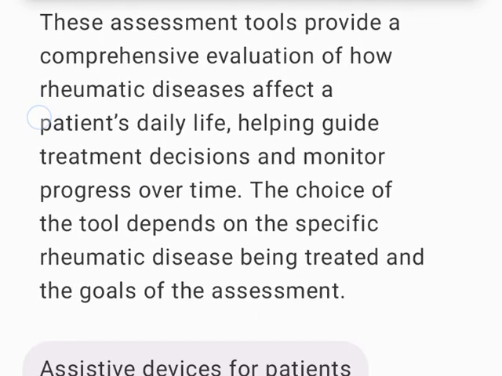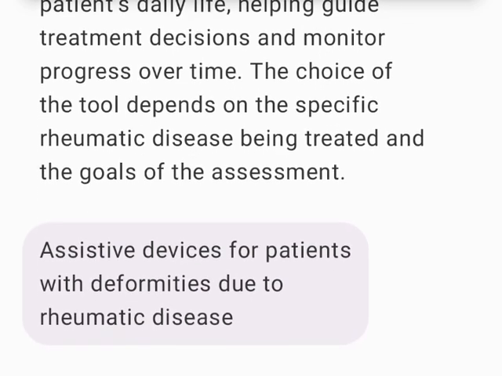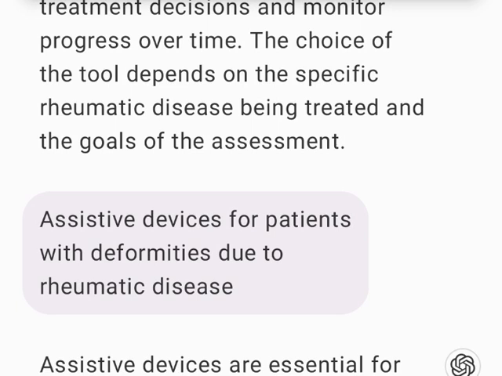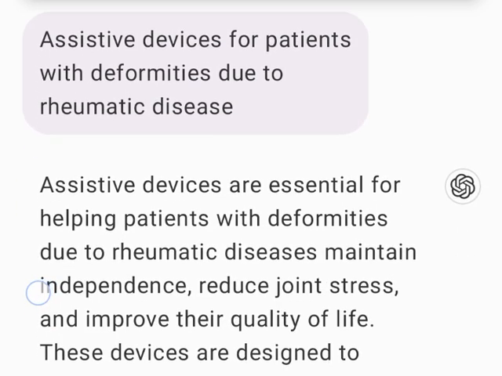These assessment tools provide a comprehensive evaluation of how rheumatic diseases affect a patient's daily life, helping guide treatment decisions and monitor progress over time. The choice of the tool depends on the specific rheumatic disease being treated and the goals of the assessment.